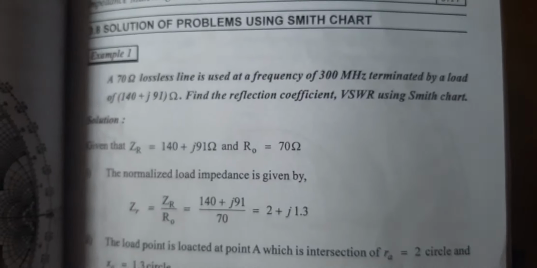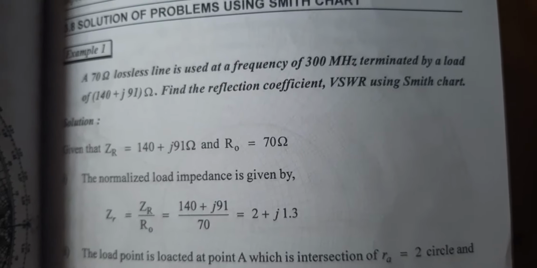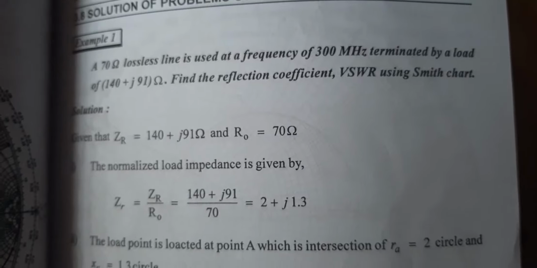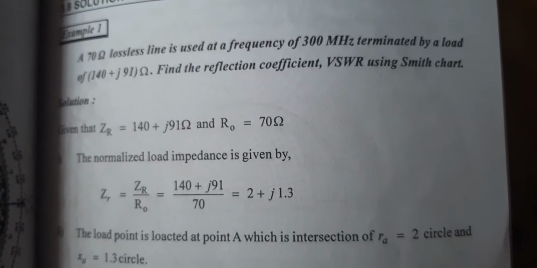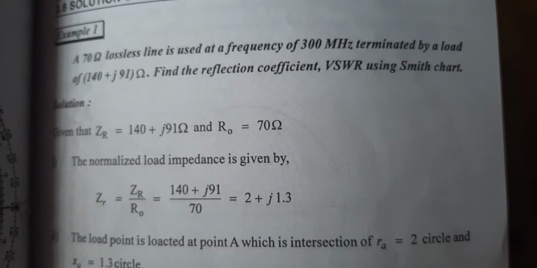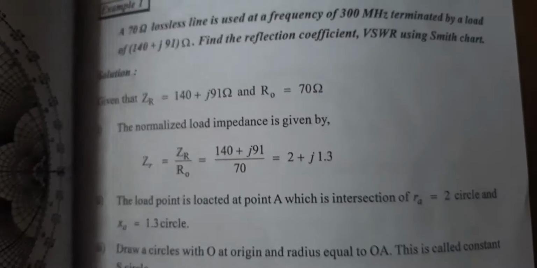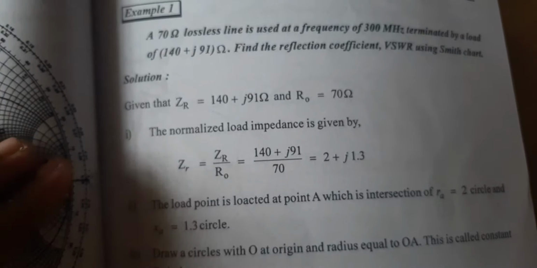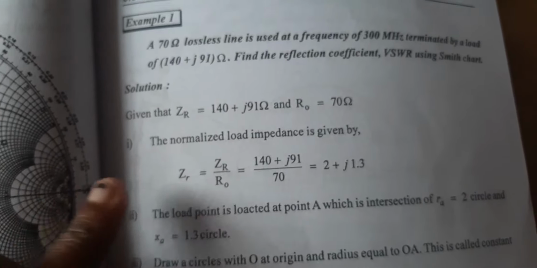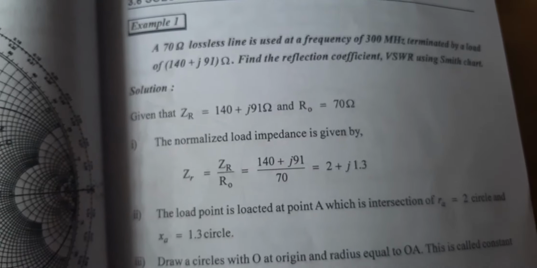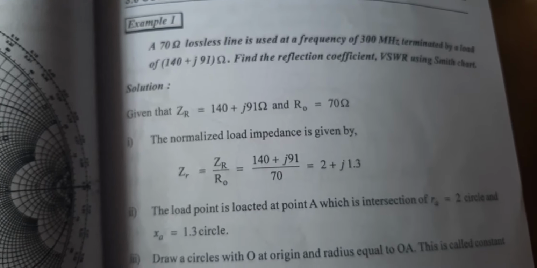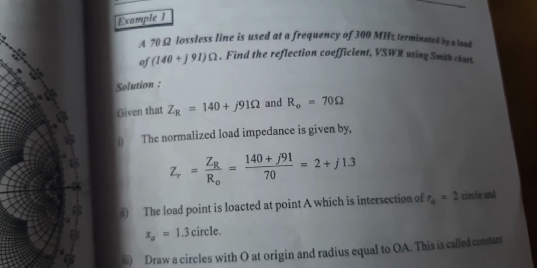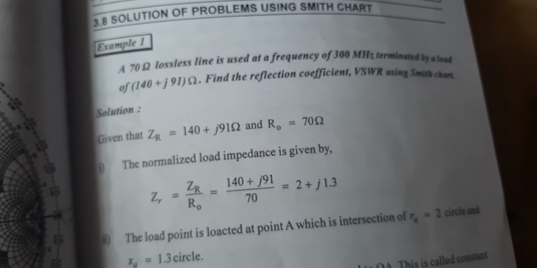So we can see one problem. The first problem: a 70 ohm lossless line is used at a frequency of 300 megahertz, terminated by a load of 140 plus j91 ohm. Find the reflection coefficient and VSWR using the Smith chart. Here they have given the values. What are the values? ZR, that is the terminating impedance value, 140 plus j91 ohm, and another one, the characteristic impedance value.